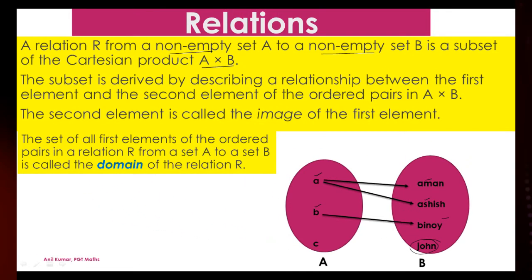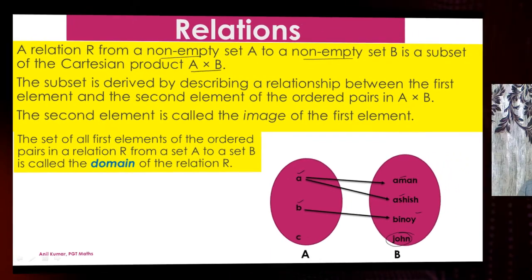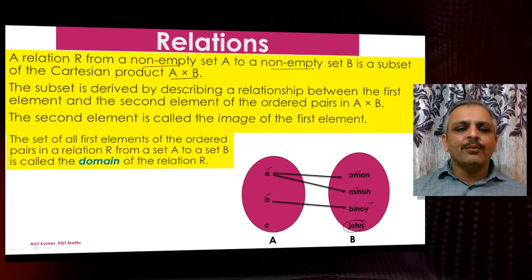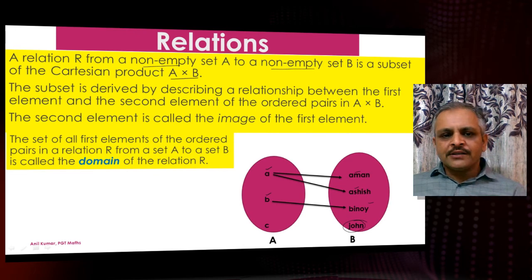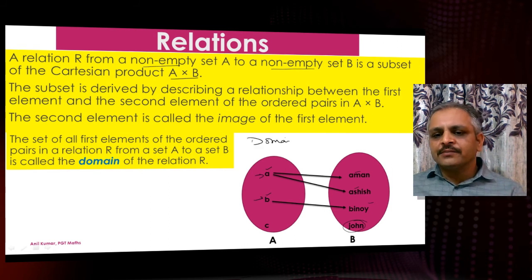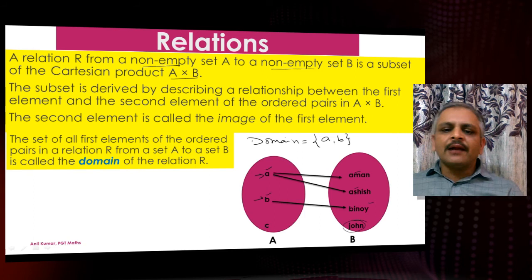The set of all first elements of the ordered pairs in the relation R from a set A to set B is called the domain of the relation. So this set, whatever the pre-images are, these are the domain of this relation. So the domain will include A and B. So these are the first elements of the ordered pairs of the relation.